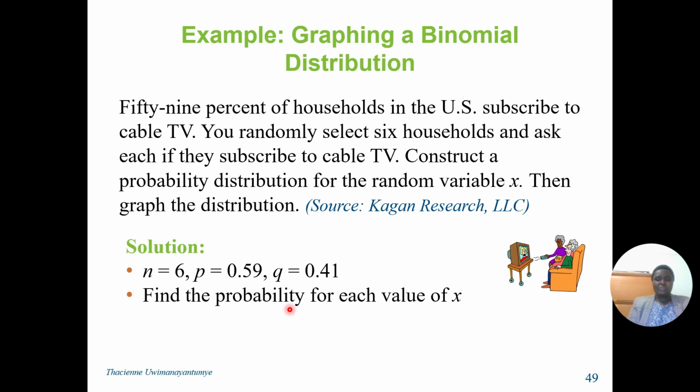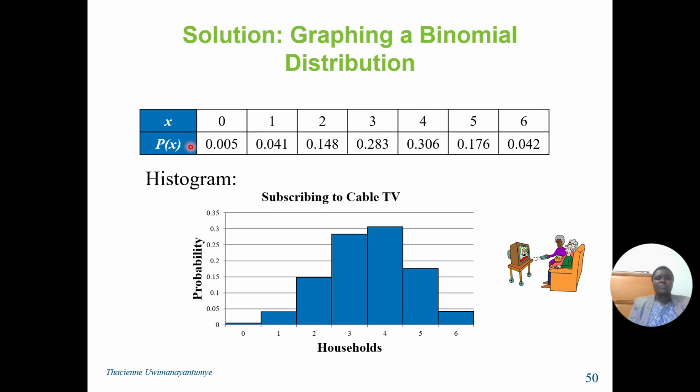And then the probability for each value of x, and x will take how many values? 0, 1, 2, 3, 4, 5, and 6. So when we use the formula, the probability of having x equal to 0 will be equal to C(6,0) and so on. You can use whatever, either a formula or a technology tool or a table. Then this is the probability distribution, and the task was to compute and graph this.